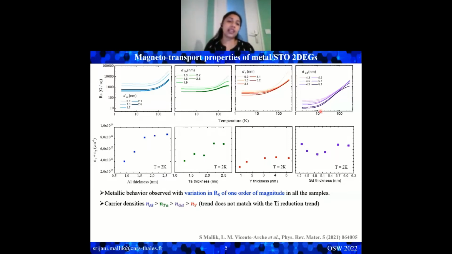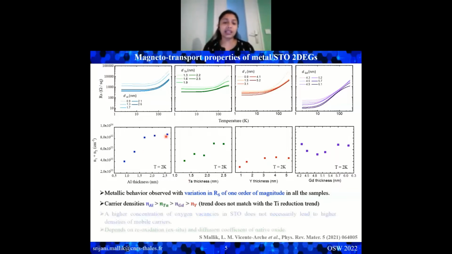We also calculated the carrier densities of these samples from the Hall measurements. And for the aluminium, tantalum, and yttrium cases, we could see quite a nice trend: the carrier density increases with the thickness. However, for gadolinium, no such trend was observed. Also, in the XPS analysis, we found that yttrium and gadolinium were giving the highest reduction in STO, meaning more oxygen vacancies. However, the carrier density was the highest for aluminium.